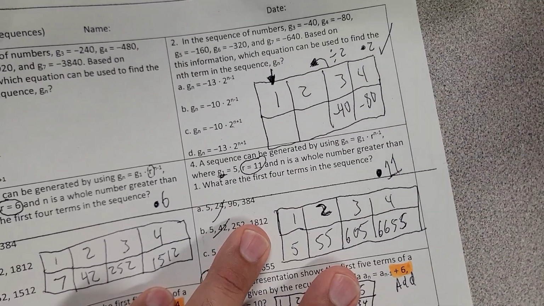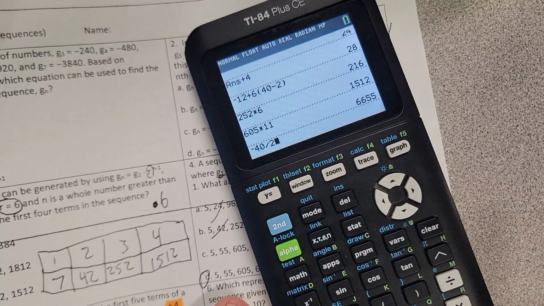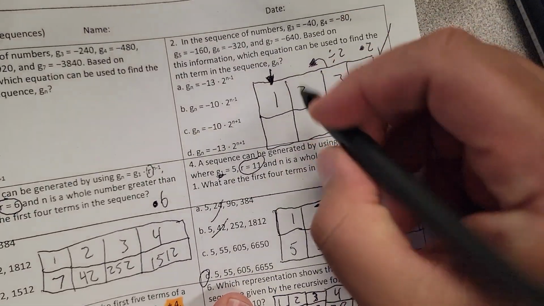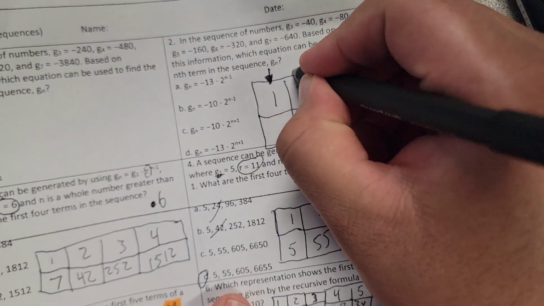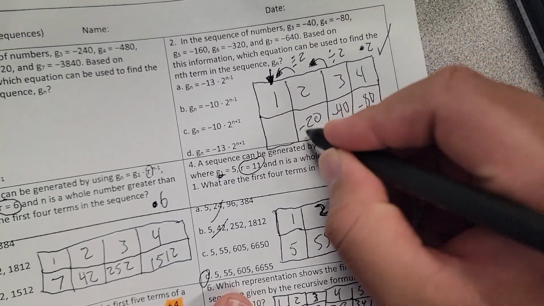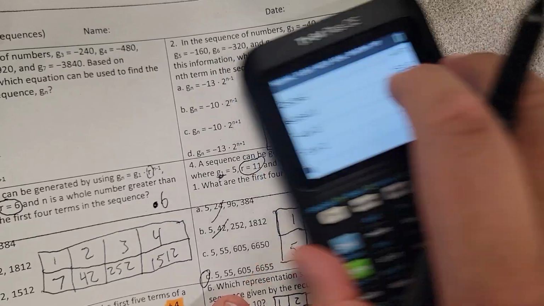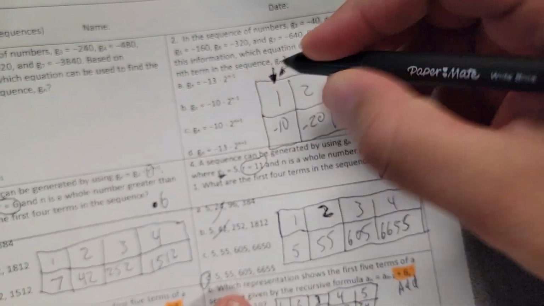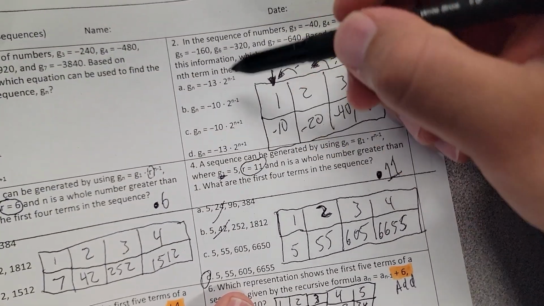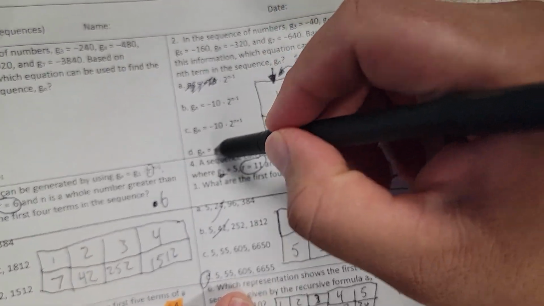So what is negative 40 divided by 2? Let me plug that in the calculator. Negative 20. And then again, I'm going to reverse it, divide by the 2. So negative 20 divided by 2. So my answer is negative 10 for the first term. So my formula needs to have a 10. So get rid of this one. Get rid of this one.